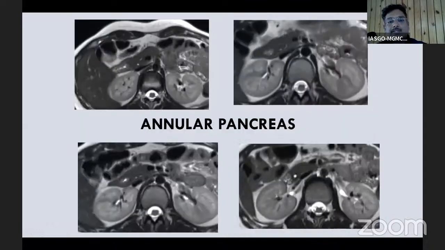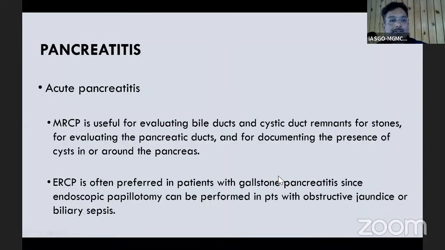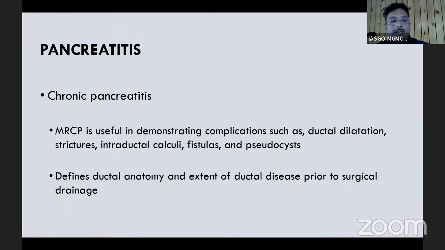In the same case, we can see that the duodenum is completely encased by the hypointense pancreatic parenchyma, causing luminal narrowing. Proximal to the pancreas and distal to the pancreas, the duodenum is normal, so it is a complete annular pancreas. MRCP is obviously very useful for the diagnosis of the cause of acute pancreatitis. Well, it is quite helpful in chronic pancreatitis as well.